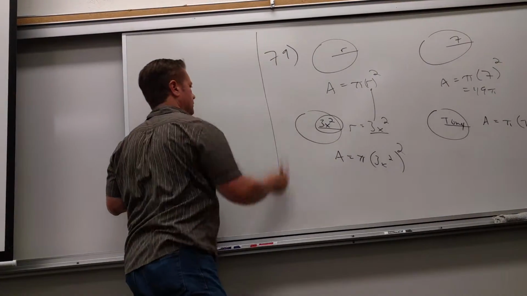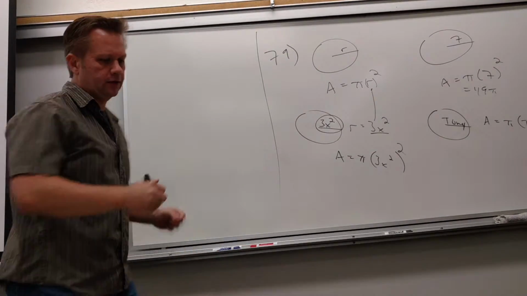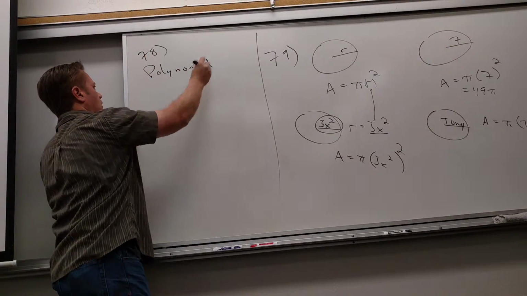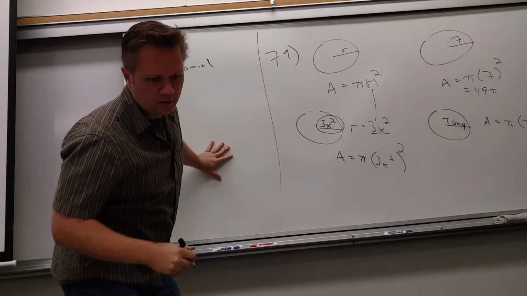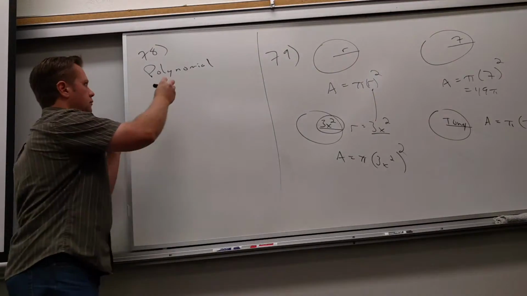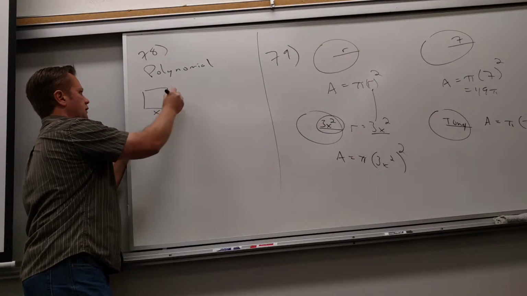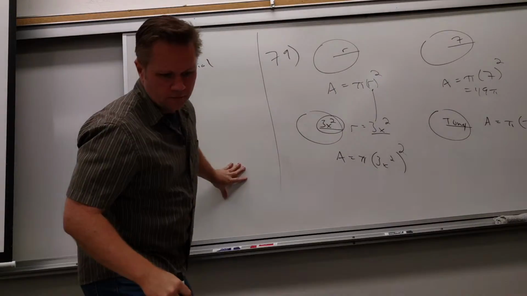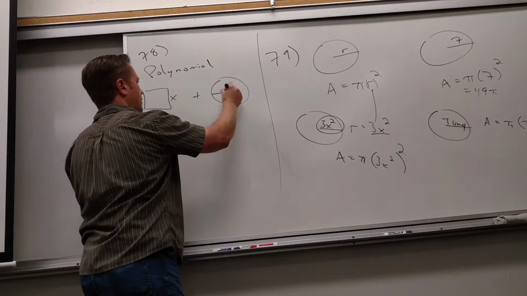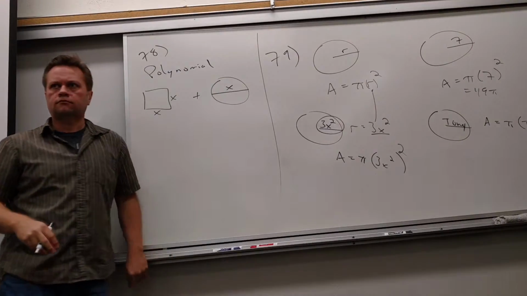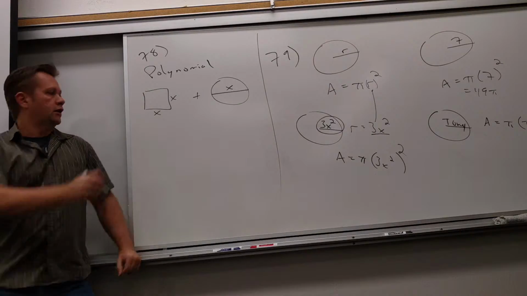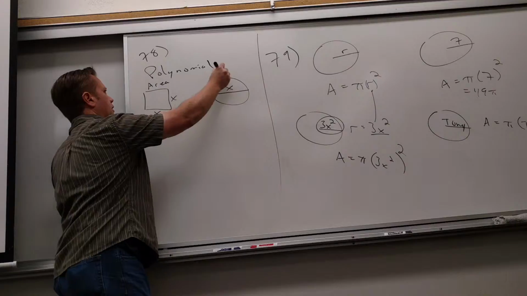All right, let's break this thing down. Number 78 says, write a polynomial that gives the sum of the areas of a square having sides of length x, and a circle with diameter x. Okay, let's stop right there. A square, sides of length x, and a circle with diameter x. So it's the sum of the areas.